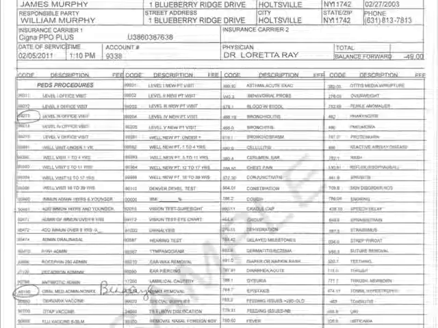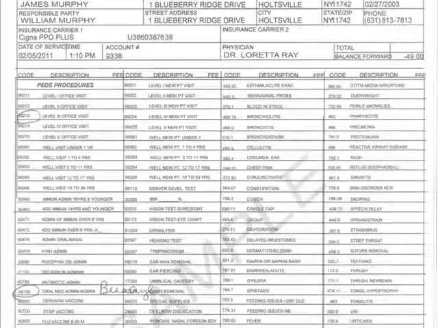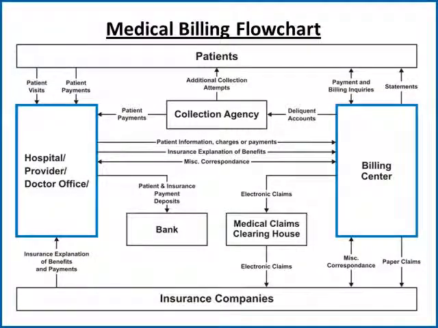To help reduce the abstract to the concrete, you can take a brief look at what a sample super bill looks like. Please note the designated area on the flowchart.